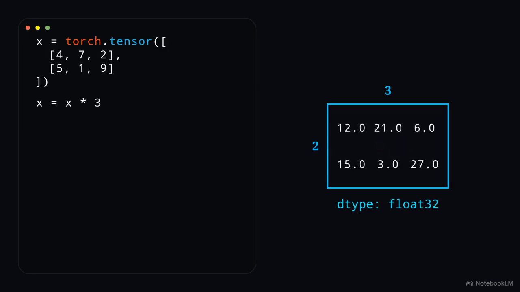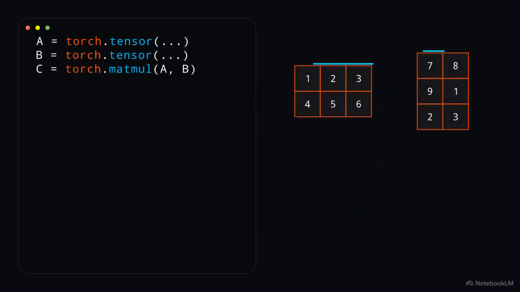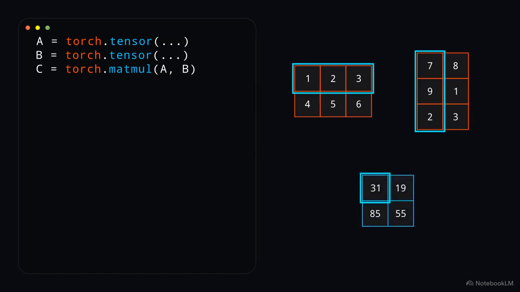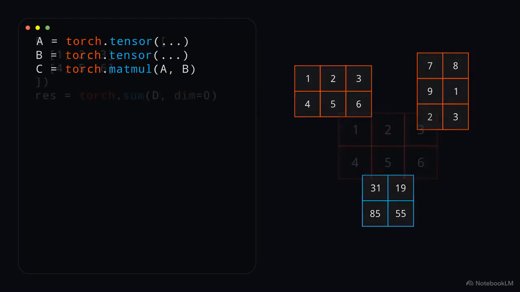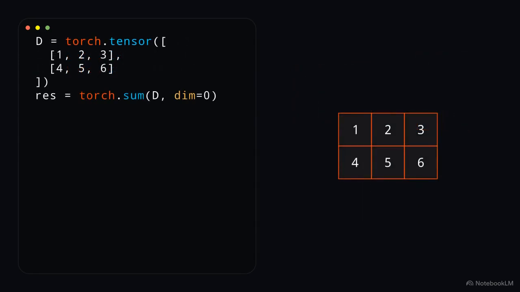Simple arithmetic in PyTorch is element-wise. When you multiply a tensor by 3 or square it, that formula is applied to every single cell in the array simultaneously. Matrix multiplication is different. Instead of matching position to position, we use torch.matmul to rotate and align the rows of one tensor with the columns of another to calculate their dot products.